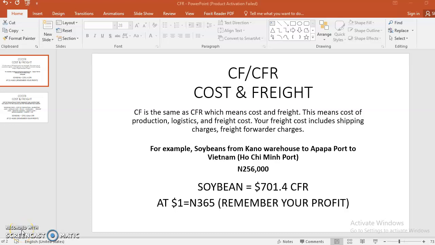Okay, so the next one is cost and freight. For the cost and freight, it's going to also increase. There will be an increment in price when you compare it with what's going on with the Ex Works and the free on board prices. So for cost and freight, you have your cost of production with the logistics that will bring the commodities to Lagos and the shipping rate that will take it to whatever port that it's going to.